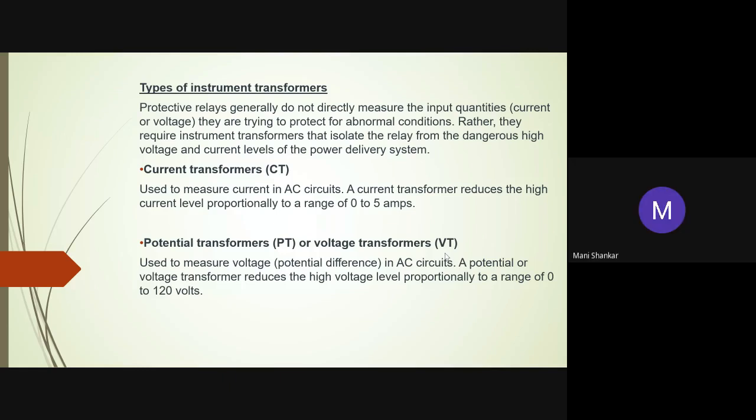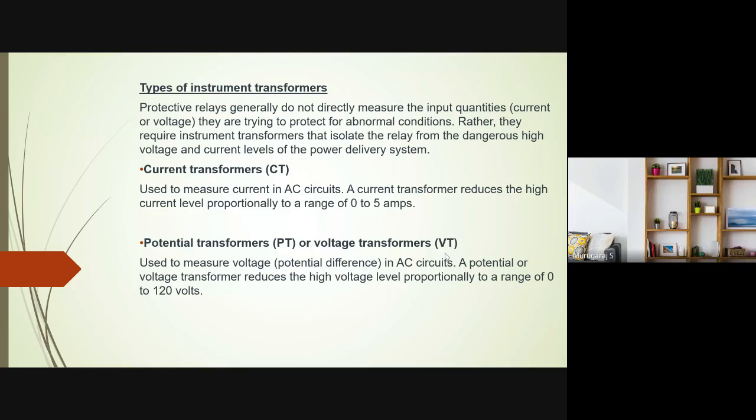Initial torque is higher, sir. The motor can be no load also. The motor can be coupled to a load or no load. In any case, it will take the starting current. Why?